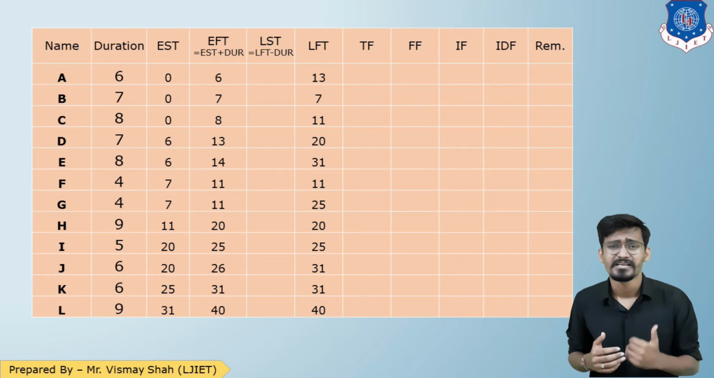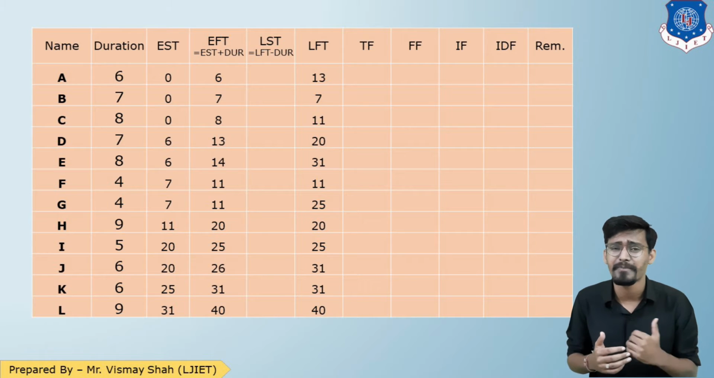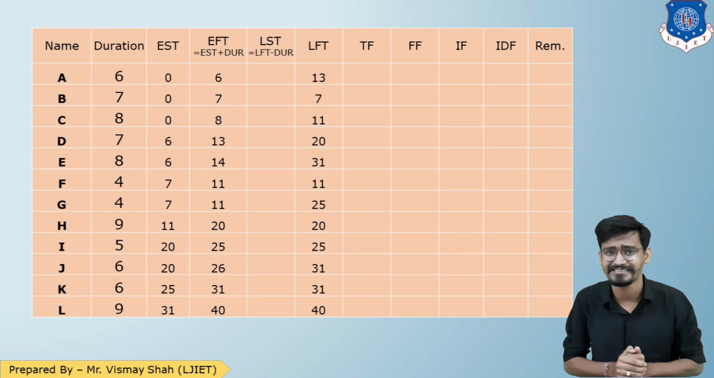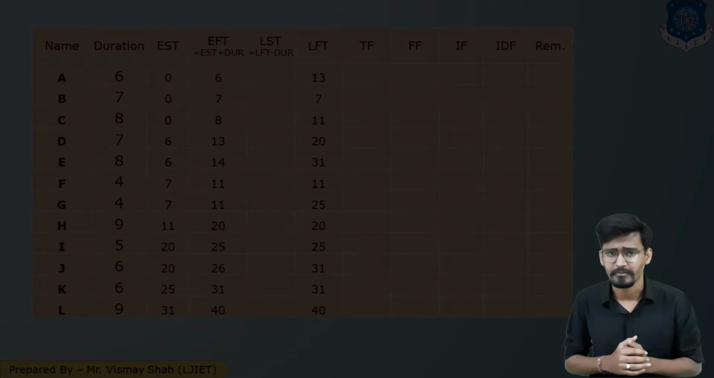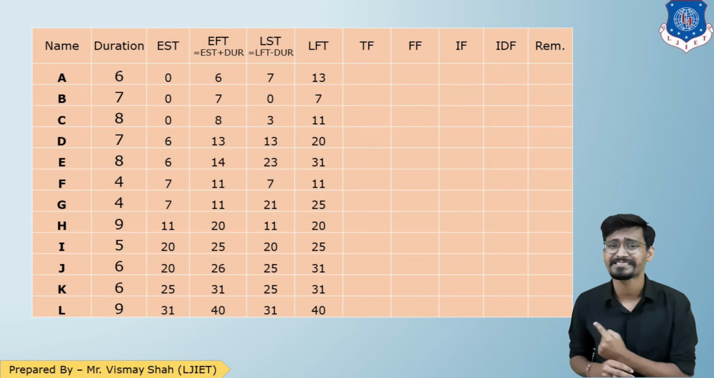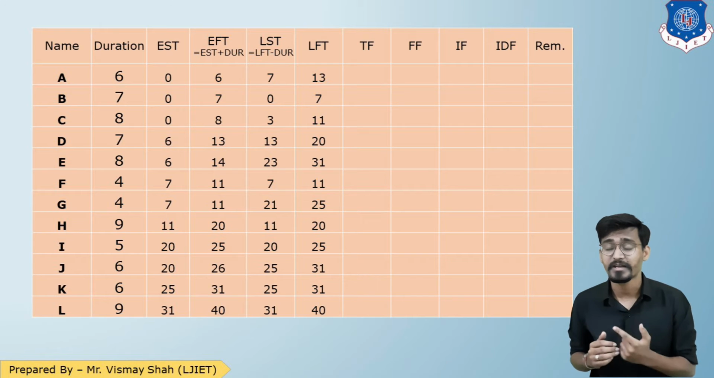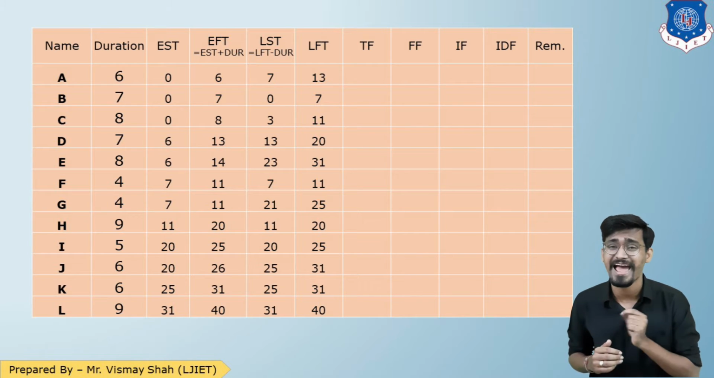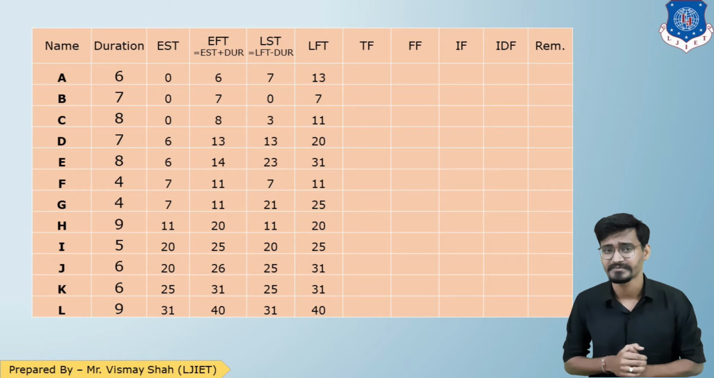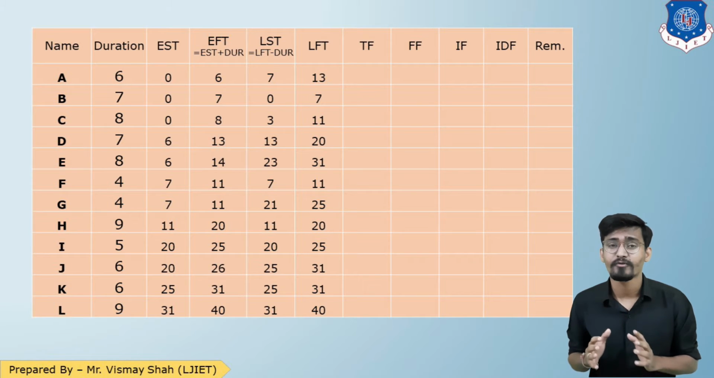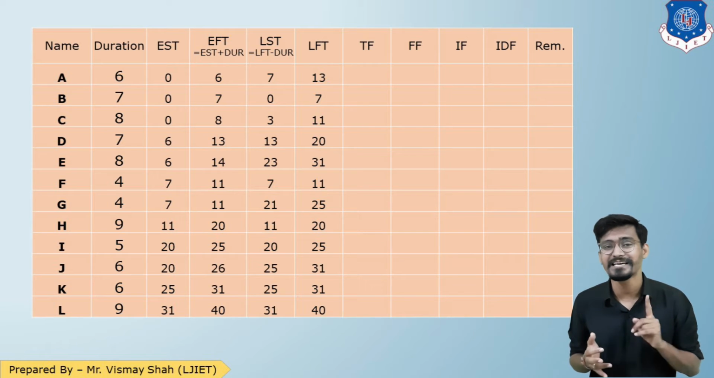Now LST. So what is LST? LST is LFT minus duration. LFT minus duration, that is your LST. So let us do that. Alright, so here is the column of LST. When you deduct the duration from the LFT, you will get LST. So now we have got EST, EFT, LST, LFT.